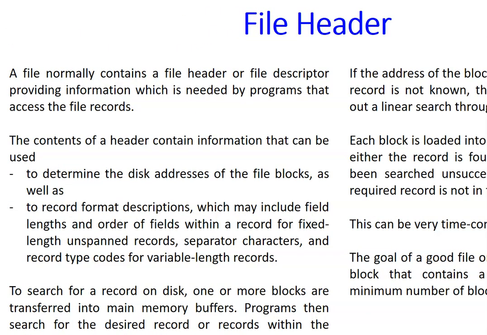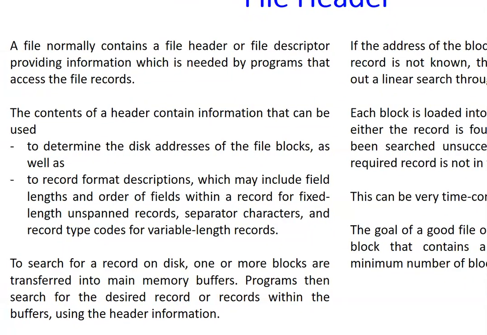File header. A file normally contains a file header or a file descriptor providing information which is needed by programs that access the file records, like the other file header that we had when I was explaining a slotted page. The contents of the file header contain information that can be used to determine the disk addresses of the file blocks, as well as the record format descriptions, which may include field length and the order of fields within the record, just like how I showed you in the slotted page.